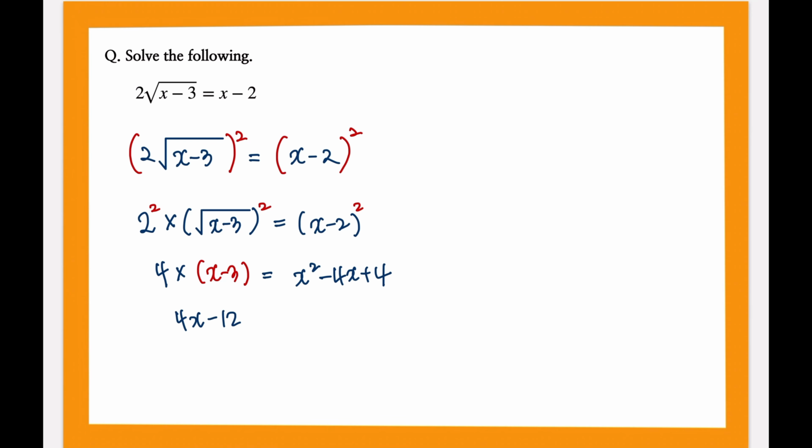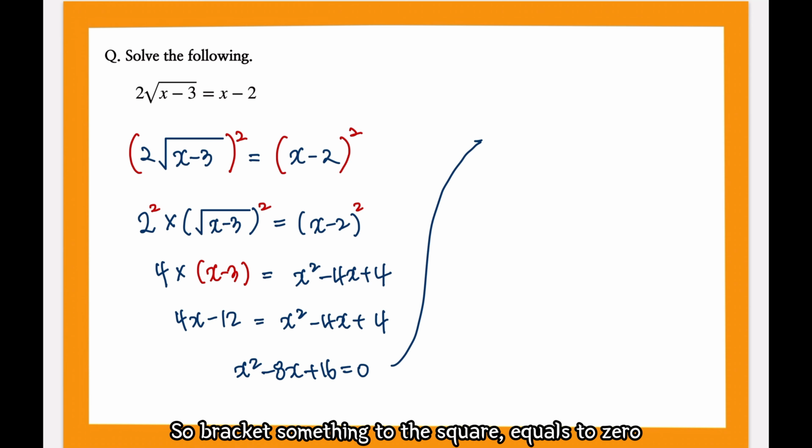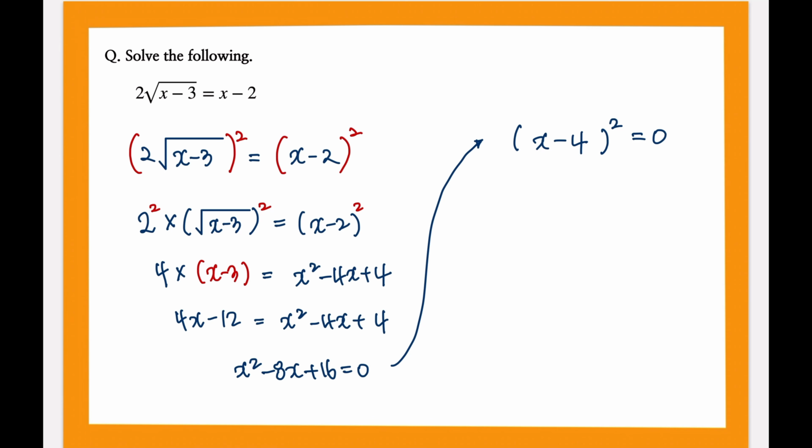Expand, then we get 4x minus 12 equals to x squared minus 4x plus 4. Simplify, then we get x squared minus 8x plus 16 equals to 0. So it seems like we can factorize using the perfect square. So bracket something to the square equals to 0. The bracket inside must be x minus 4, so the result is x equals to 4.